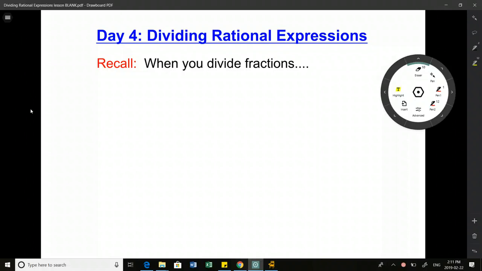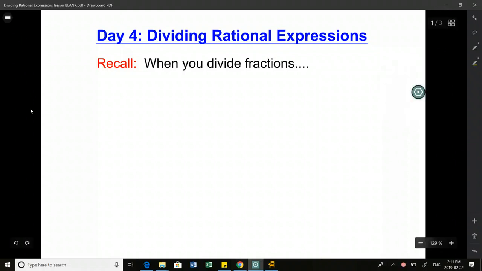Beauty. Okay. So yesterday we did multiplication. Today we're going to do division of our rational expressions. So when we think rational, we want to think fraction. That's what we're working with. Expressions have x's and numbers, and we are going to simplify them. That's kind of our goal, right? We want to simplify the expression.